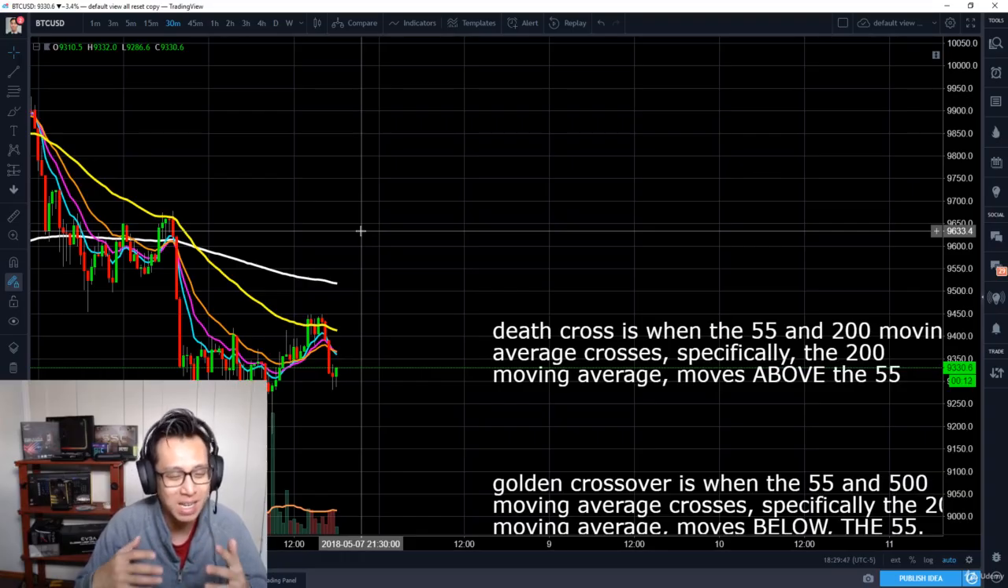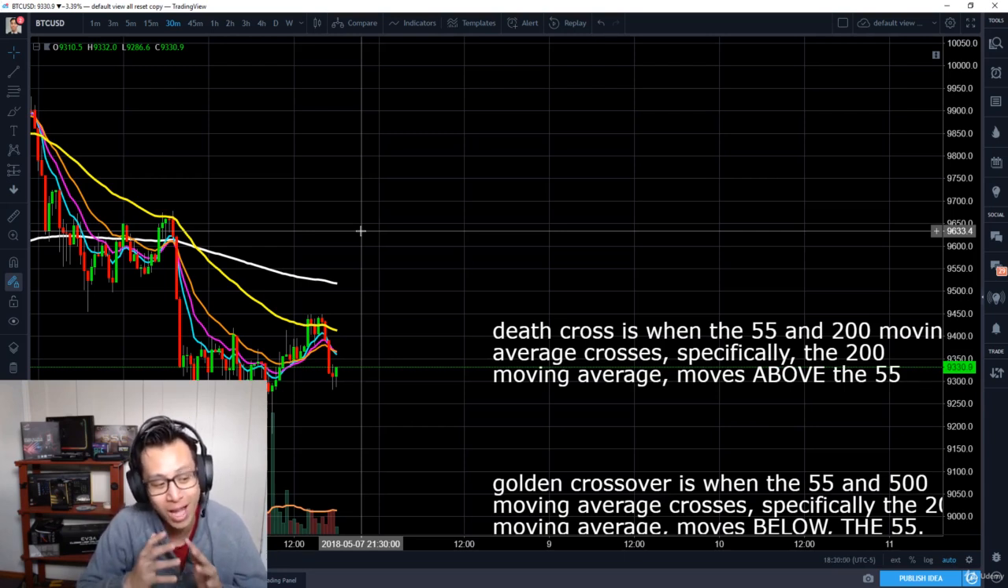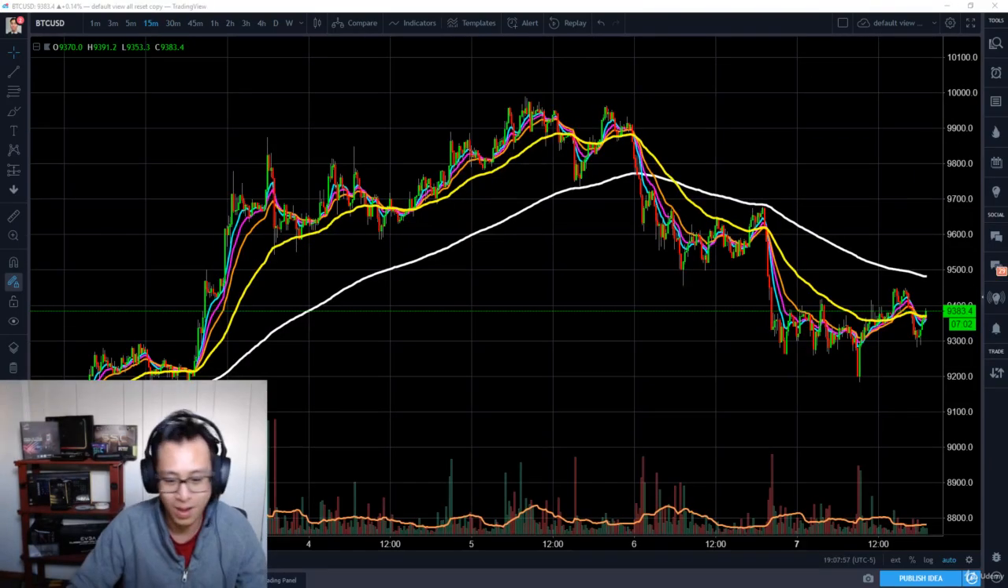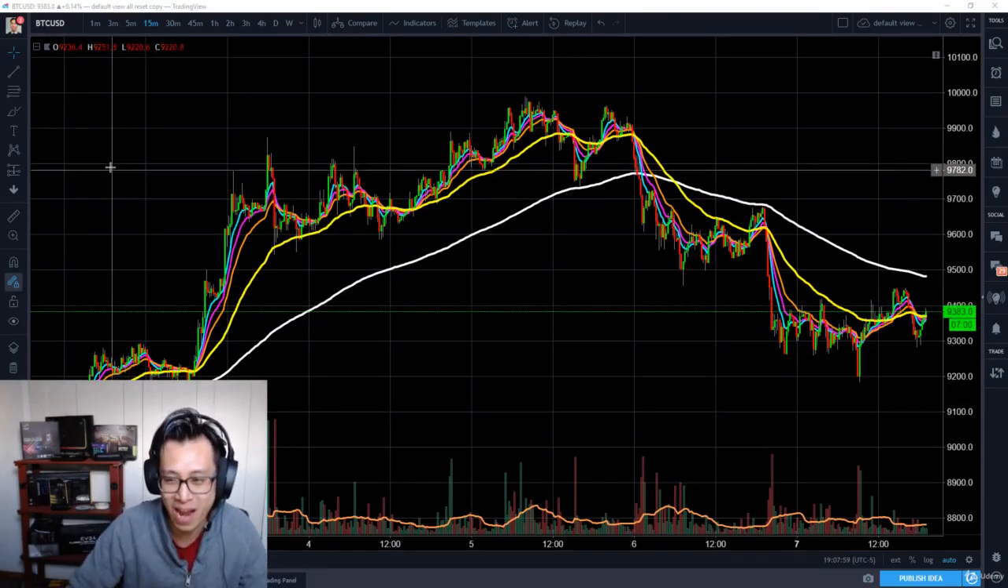try saying swing strategy many times. Swing strategy, swing strategy, swing strategy. It's actually really hard. So this swing trading strategy will be very beneficial to your lives because it doesn't require a lot of time and monitoring. All right, let's get into this moving average strategy.